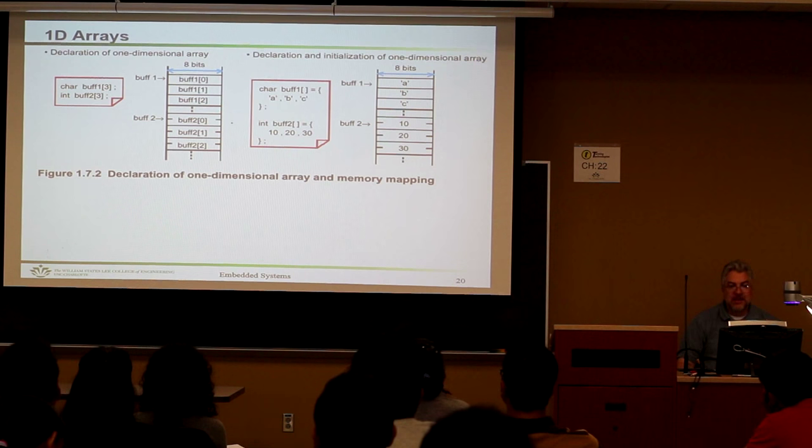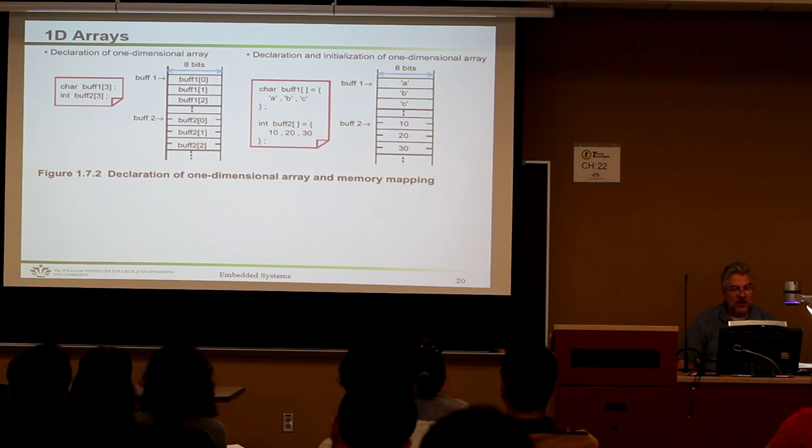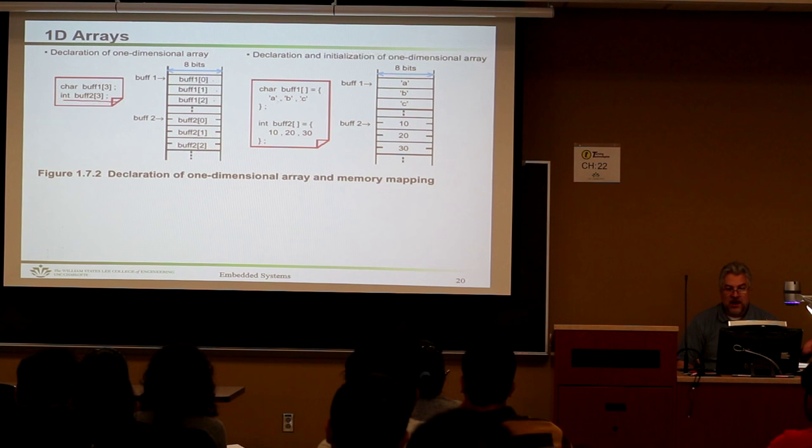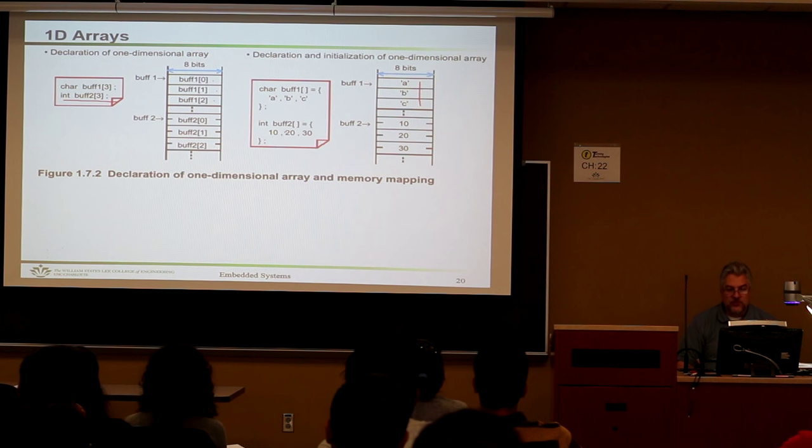One-dimensional arrays are stored in memory, and I'm just going to show you 8 bits wide. If you identify a character, obviously it's going to take up 1 byte for each location. If we have an integer, that means it takes up 2 bytes, and it will be sequential, 0, 1, 2. So if we store characters A, B, and C, this is how it will be stored. If we're storing 10, 20, 30, this is how it will be stored.